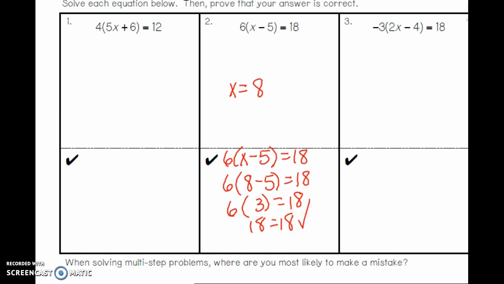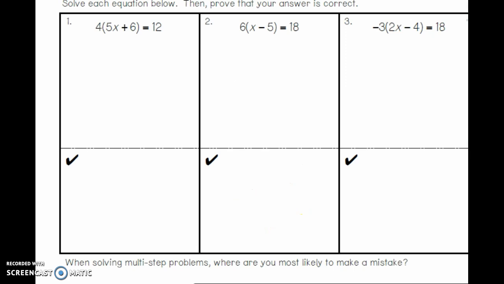Jake's coming up next. Okay, here's Jake. He's going to walk us through number 3. So negative 3 times 2x equals negative 6x. Beautiful. And then a negative times a negative is a positive. Beautiful. And negative 3 times 4 is 12. Okay, 3 times 4 is 12. You already took care of the negatives. Good. And that equals 18.